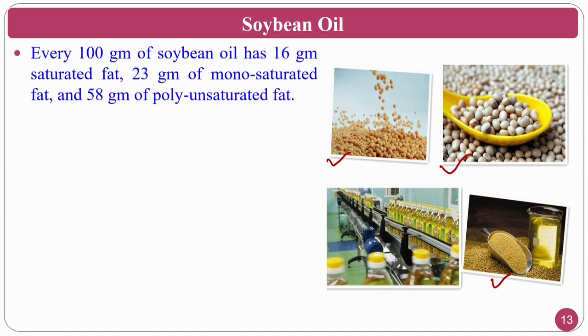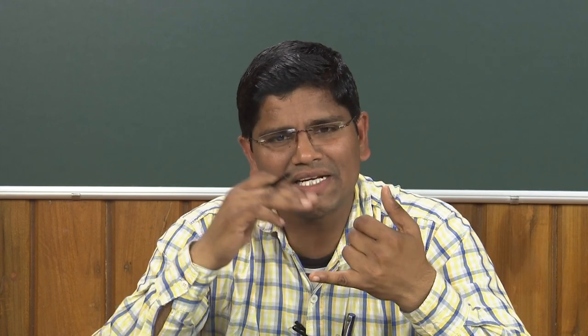Every 100 grams of soybean oil consists of 16 grams of saturated fat, 23 grams of monounsaturated fat, and 58 grams of polyunsaturated fat. Okay, so most oils will have fat. That's why, if you are an obesity patient or something, whenever you go to the doctor, normally they say to reduce the oil consumption, because it will have a lot of fats in it. At the same time, that is the negative side of that one.